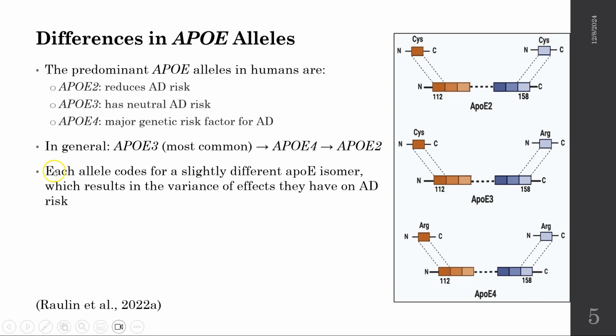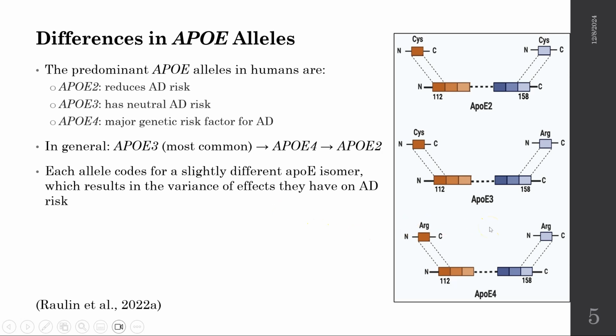The predominant APOE alleles in humans are APOE2, APOE3, and APOE4, each having a different impact on the risk of developing Alzheimer's. APOE2 appears to reduce that risk, APOE3 carries a neutral risk, and APOE4 is a major genetic risk factor for developing Alzheimer's. The frequency of these alleles will vary by ethnicity, but in general, APOE3 is the most common, followed by APOE4, and then APOE2, which is the rarest allele. Each allele codes for a slightly different isomer of APOE, which results in the different impacts on Alzheimer's disease risk between each isomer.